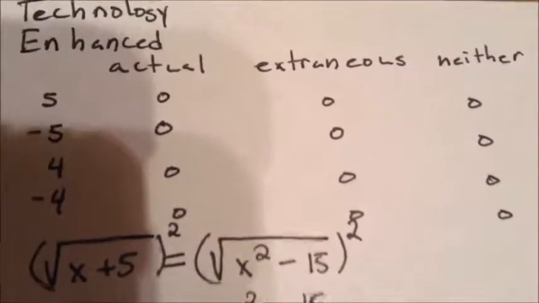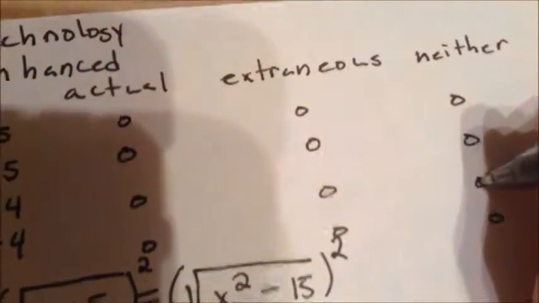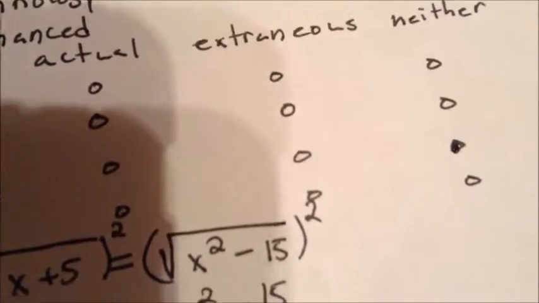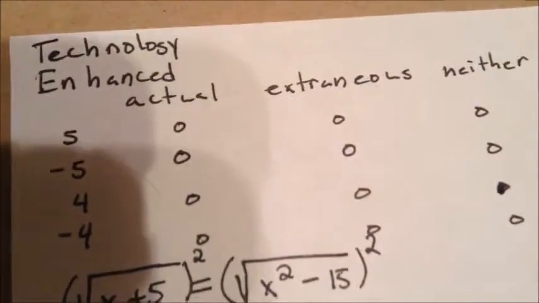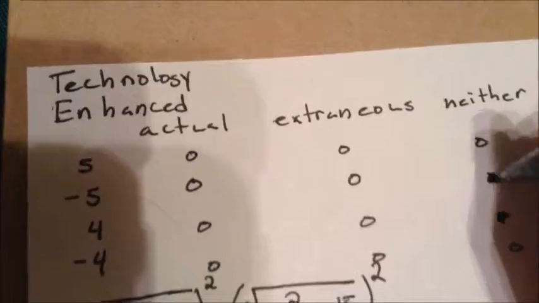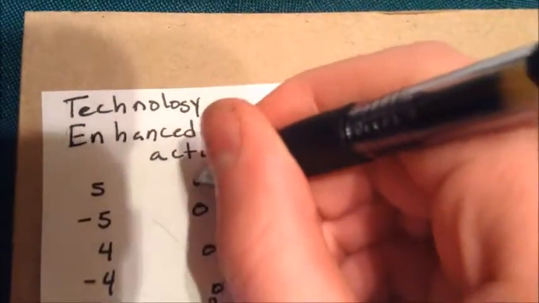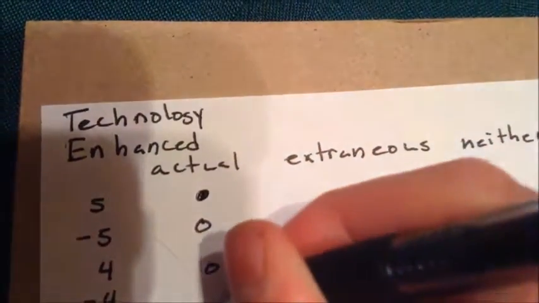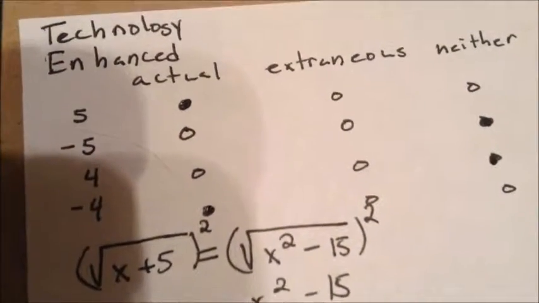Now if we go back up to the top, we have no extraneous answers, but we do have two neither. So 4 is neither, and negative 5 is neither. But 5 and negative 4 are both possible answers.